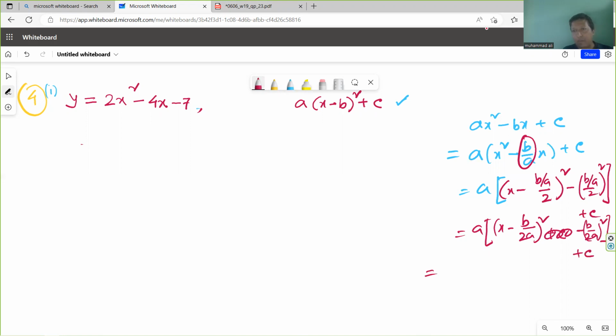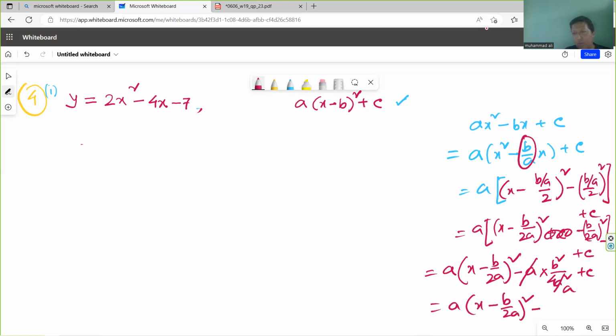If we remove the bracket, it will be a(x ± b/2a)² − a·b²/4a² + c. The a cancels, so a(x ± b/2a)² − b²/4a + c. In this way, we can use the completing square formula. This is the method of completing the square.